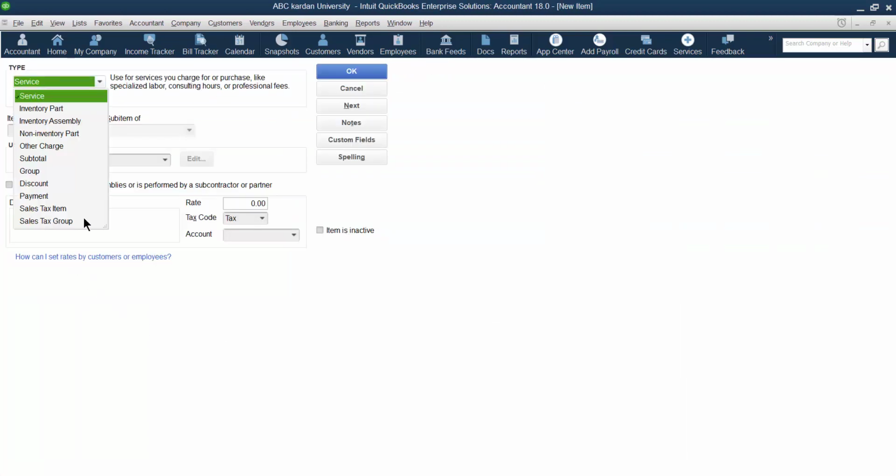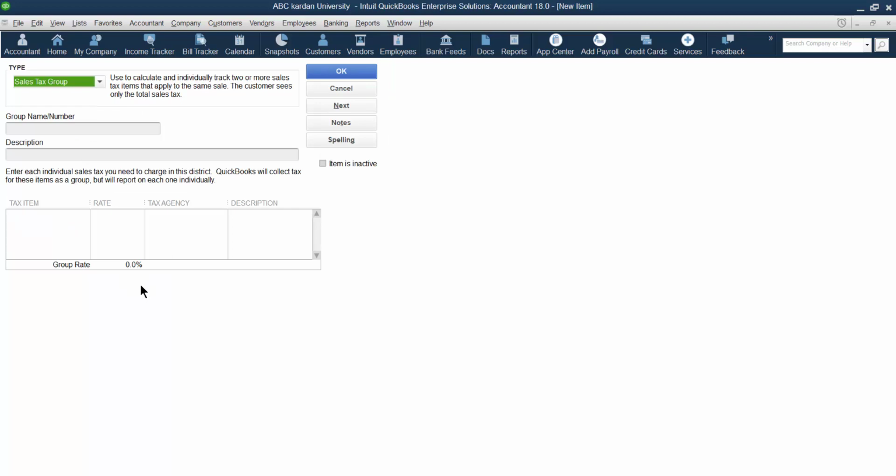That was sales tax item. Next one is sales tax group. Sales tax group means if you want to charge several types of tax on a particular product. For example, you sell computer. You have to charge 10% tax of the Ministry of Finance, and 12 percentage tax of the municipality as well. So if a group of tax is to be charged on a particular product, you have to create a group of tax.